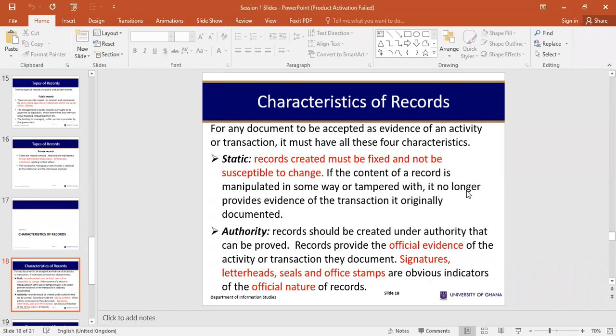Now, characteristics of records. For any document to be accepted as evidence of an activity or transaction, it must have all these four characteristics. The first is static. Records created must be fixed and not be susceptible to change. As I said along the line, when you go to a meeting and minutes are captured, whatever is on it is there. At the next meeting, the minutes are reproduced, corrections are made, adopted, and then accepted as the correct minutes of the meeting.